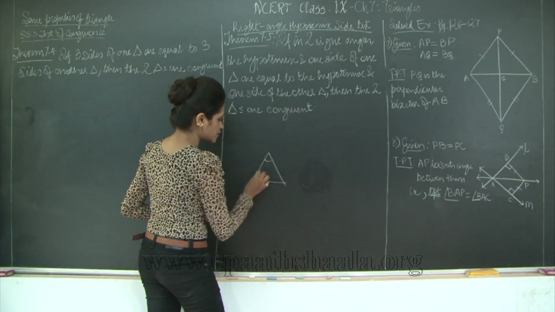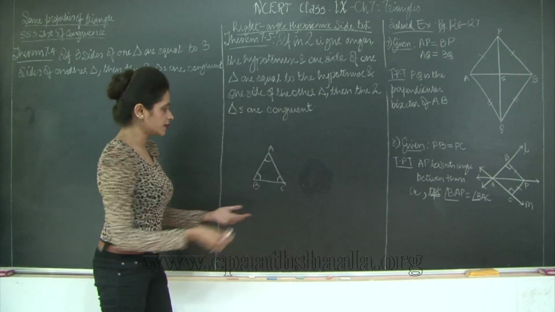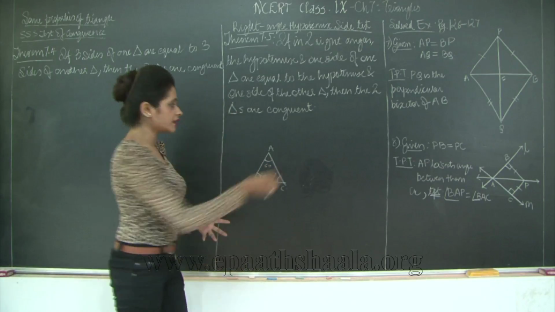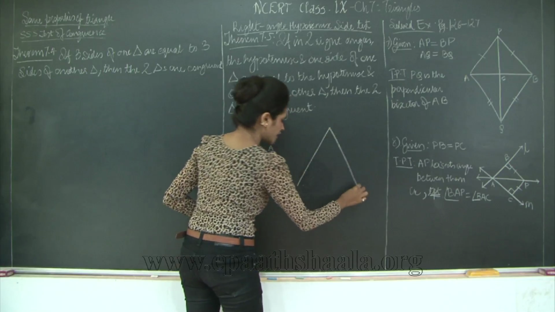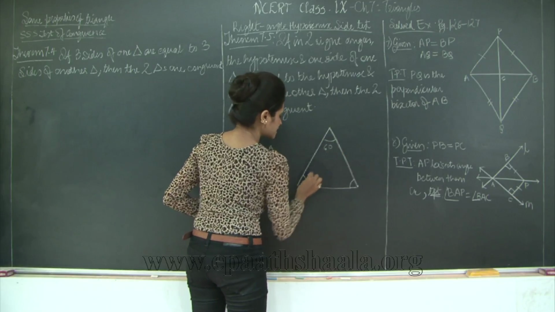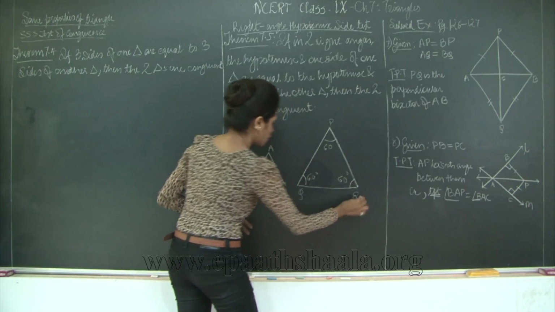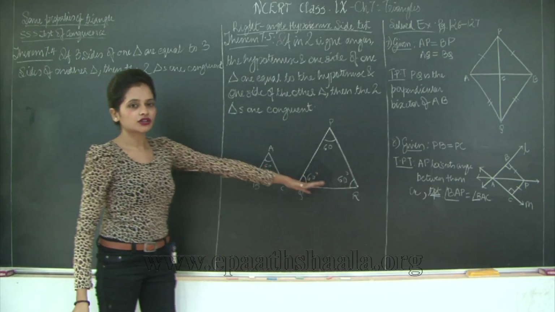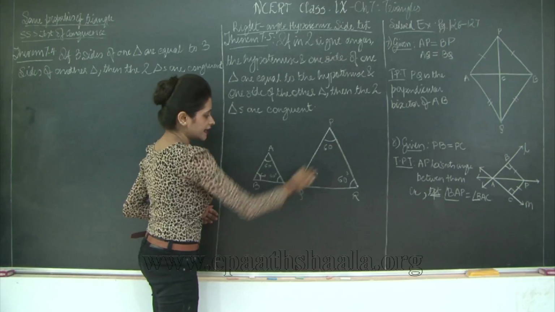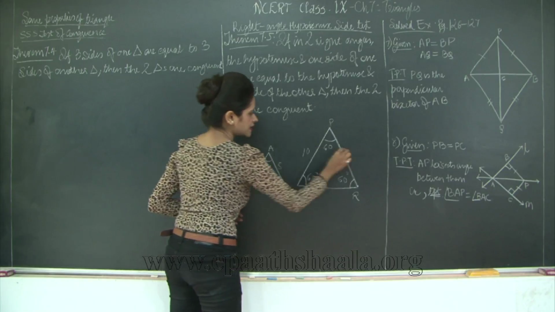For example, if I take one triangle ABC, let's say it is an equilateral triangle, so it is 60 degrees, 60 degrees and 60 degrees. I can draw another triangle, equilateral triangle in fact, with the same measurement, 60 degrees, 60 degrees and 60 degrees, and I will call it PQR. Obviously you can see that ABC is not congruent to PQR, the two triangles are not congruent because there is a huge gap between the sides. See, if suppose this is, let's say, 5 centimeters and suppose this is 10 centimeters.